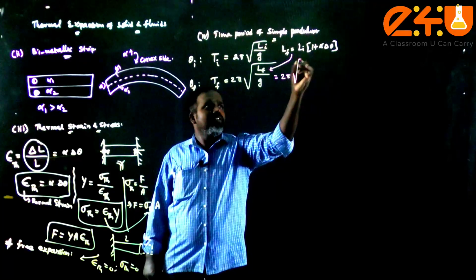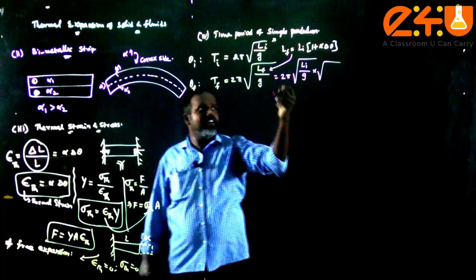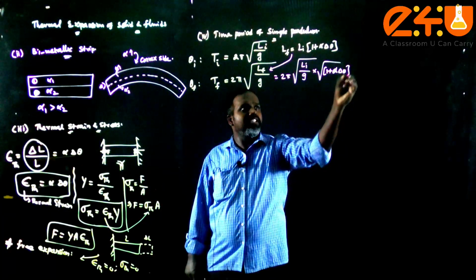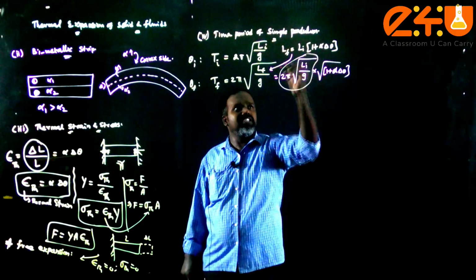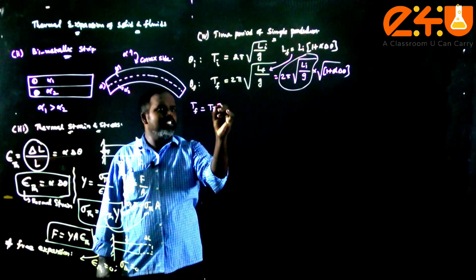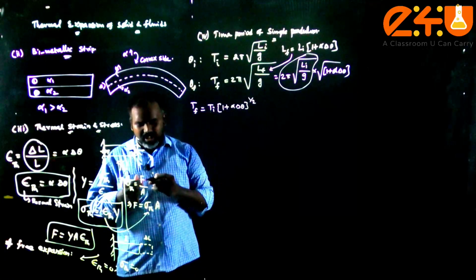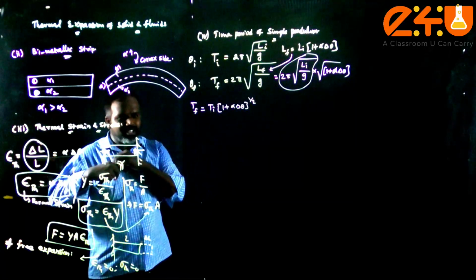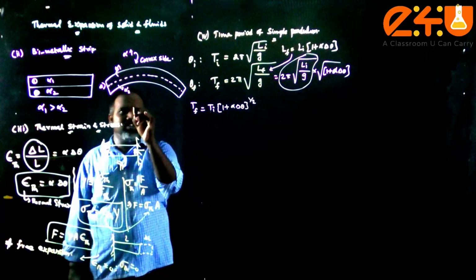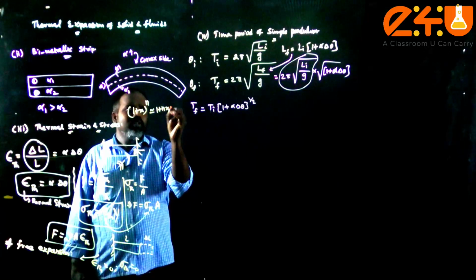So just substituting here, we can write 2 pi root over L initial by g into root of 1 plus alpha delta theta, since they are in product. But the first term is nothing but T initial. Therefore T final is equal to T initial into 1 plus alpha delta theta, whole power 1 by 2. Again, by using the binomial expansion, 1 plus x whole power n is approximately equal to 1 plus nx.